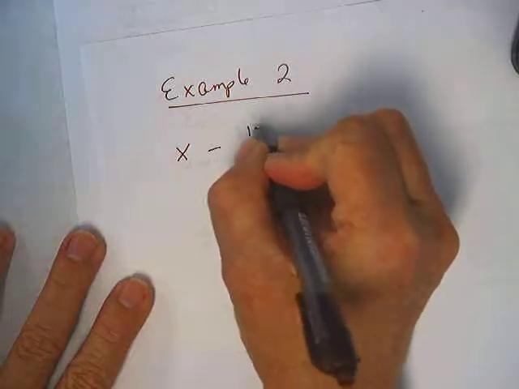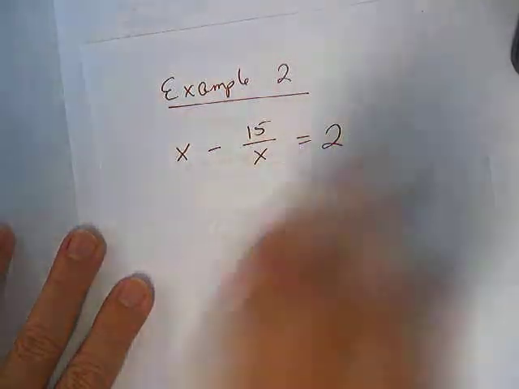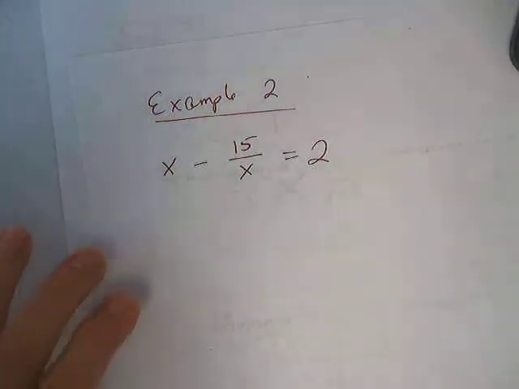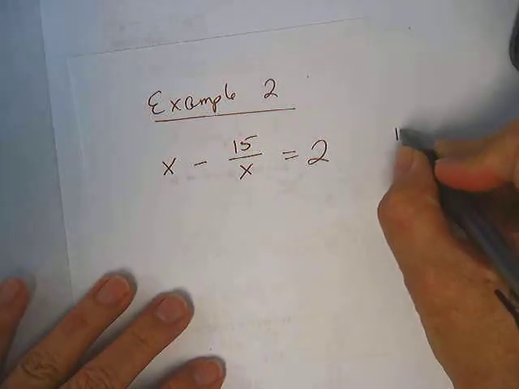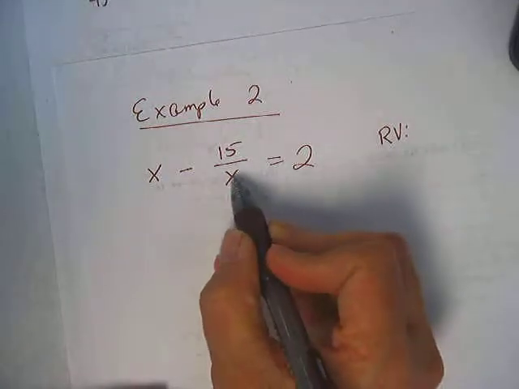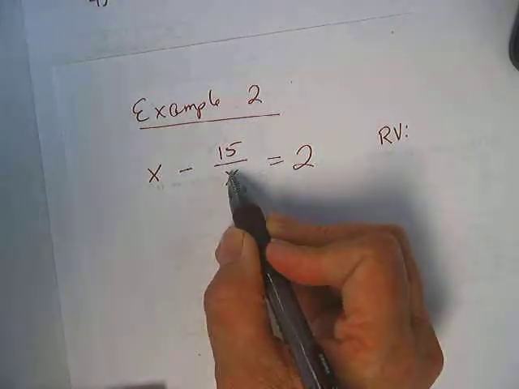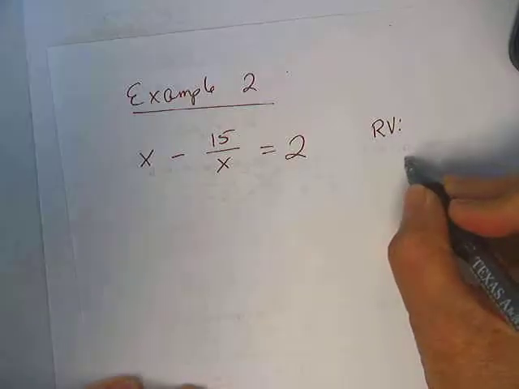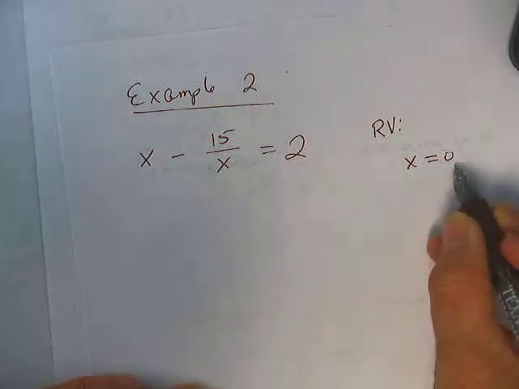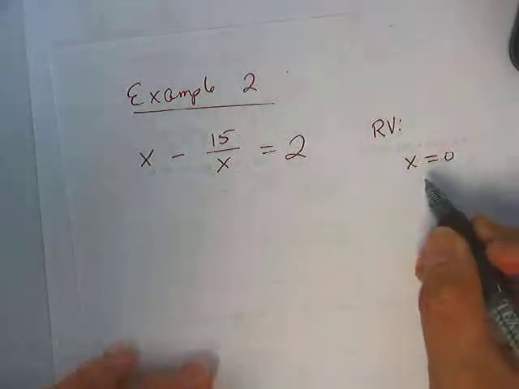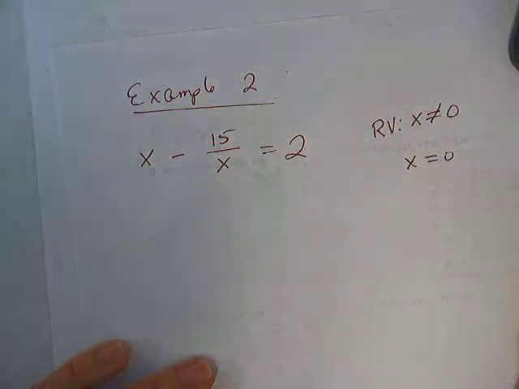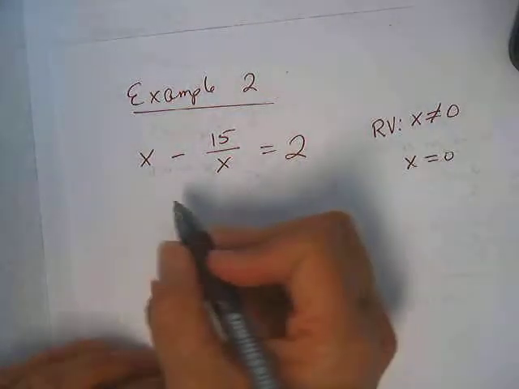x minus 15 over x is equal to 2. Okay, the first thing is let's look at our denominator, identify our restricted values. So restricted value, what can we not have x equal to? And that's going to be whatever makes this denominator equal to 0. So we take our denominator over on the side and set it equal to 0, and then solve for x. Well, in this case, it's already solved. So our restricted value, we cannot have x equal to 0. So x equal to 0 is not an acceptable answer.